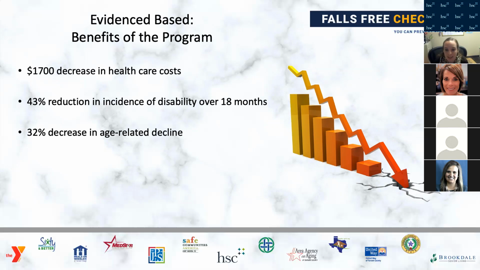And then a decrease as well in age-related decline. So again, really reversing the negative effects of aging through getting and staying physically active. So these are just specific things that were documented as a part of this specific program, the Enhanced Fitness Program. I think they kind of speak for themselves. They're really big numbers. You can't argue with that.